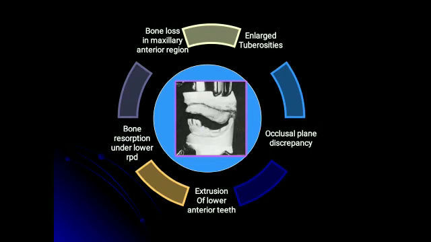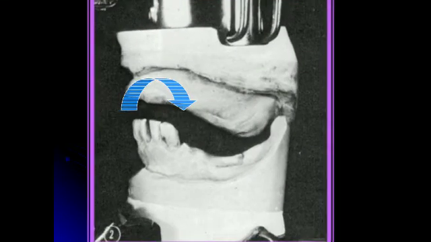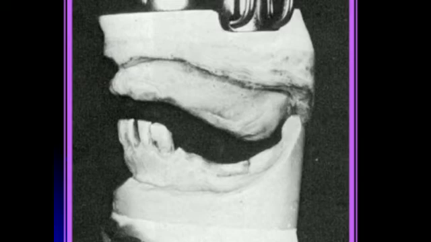Bone loss of the maxillary anterior region, enlarged tuberosity, consequent occlusal plane disturbances, and consequent extrusion of lower anterior teeth result in bone resorption under the lower removable partial denture. This results in combination syndrome.